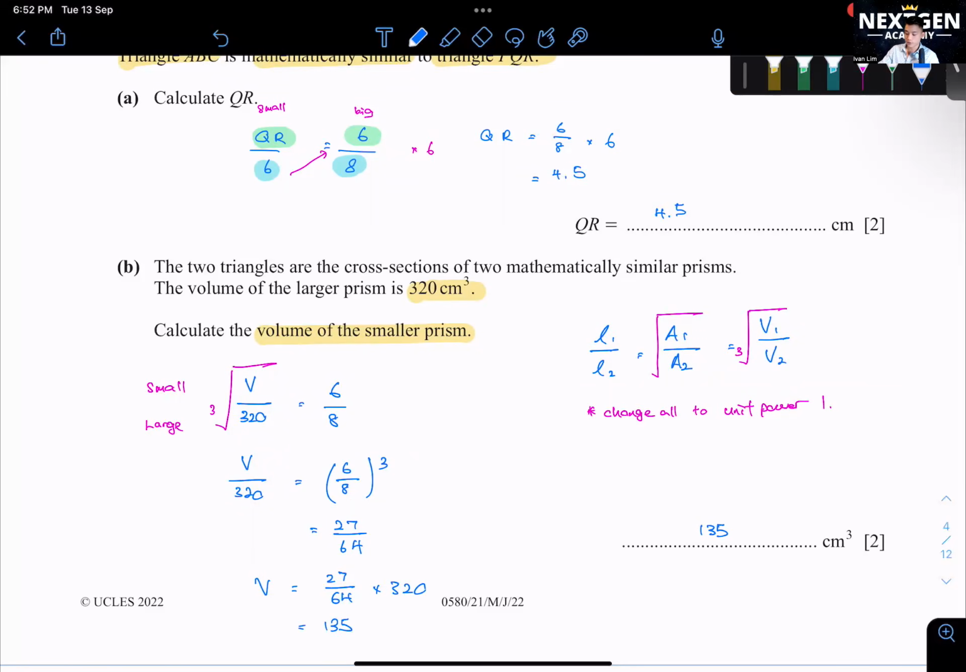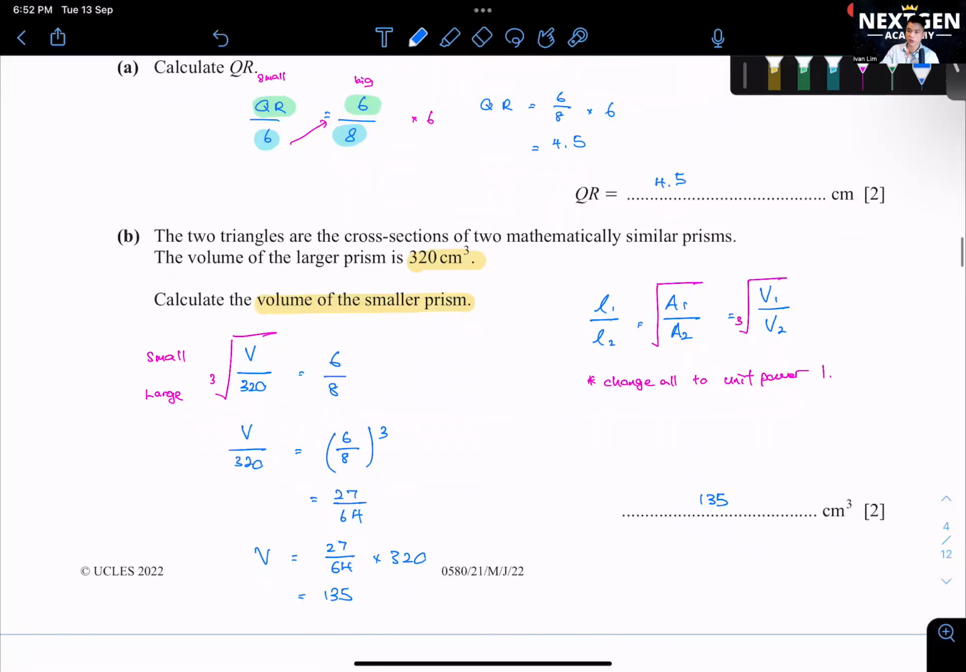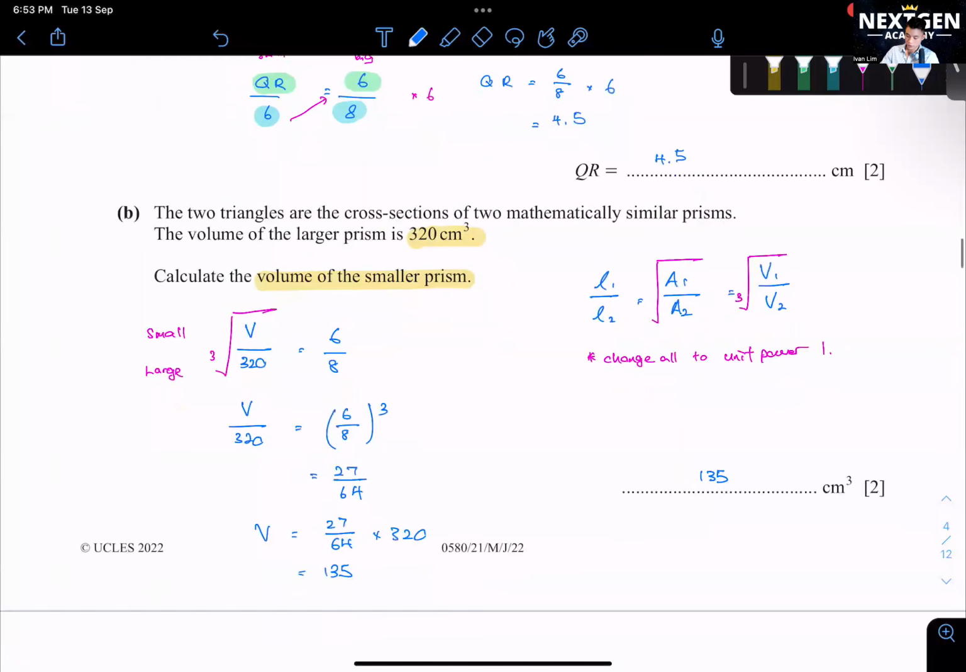Okay, any question for this? This one is one of the very, very common questions also. You all will see this particular formula in the cheat sheet, the very, very last one. Okay, next question.